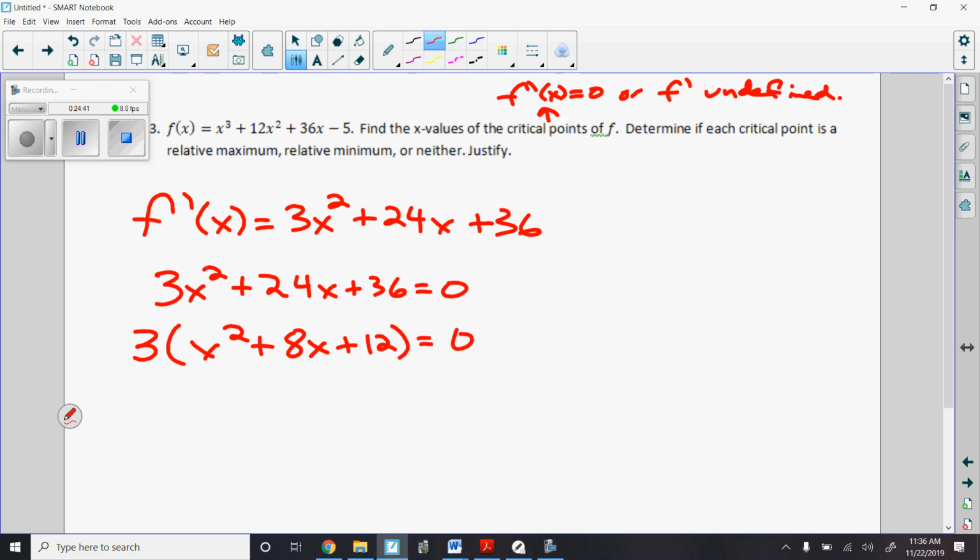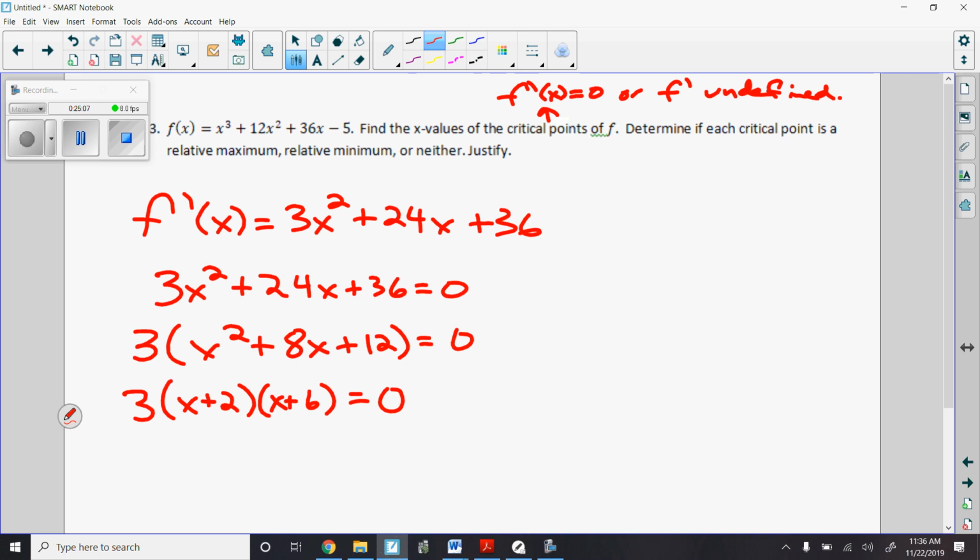Now I can do the RS method on that inside. Again, what two numbers multiply to 12 but add to 8? That would be 6 and 2, both positive. So that gives me 2 solutions, only 2. Okay? Again, when I have 3 things multiplied together equaling 0.